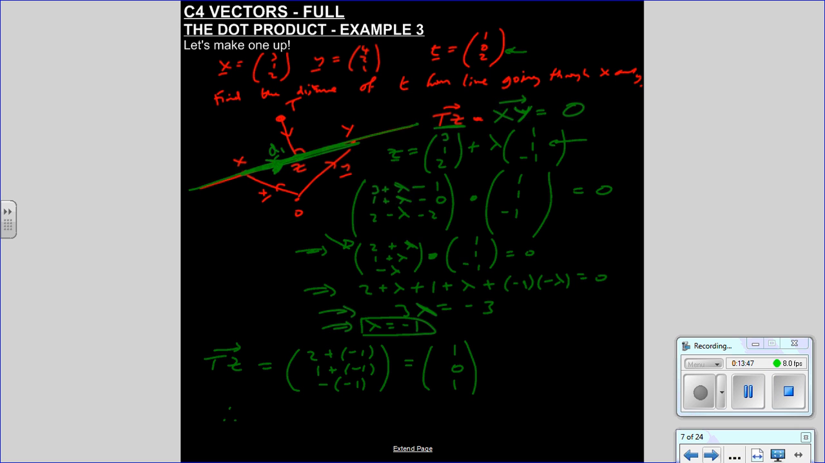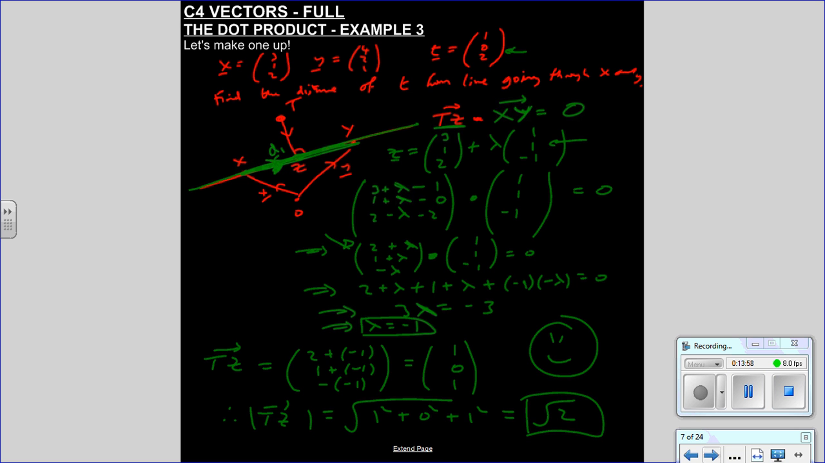So therefore, the shortest distance is that magnitude. So that element squared plus that element squared plus that element squared. So we get root 2. And we're finished. That's it. We will do something else in class. So that's essentially the essence of it. But there will be a lot more challenging stuff in class.